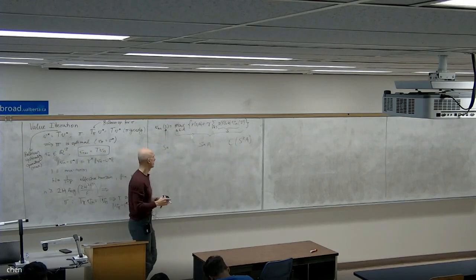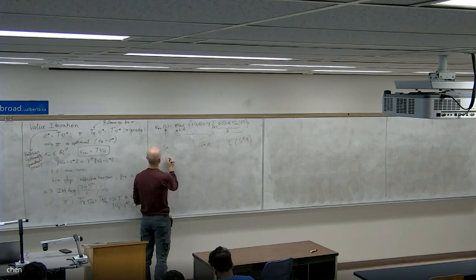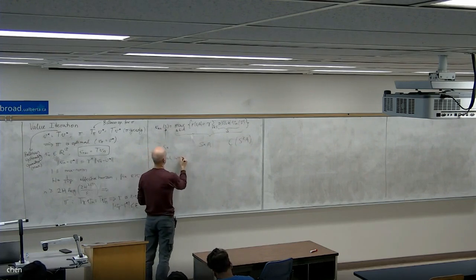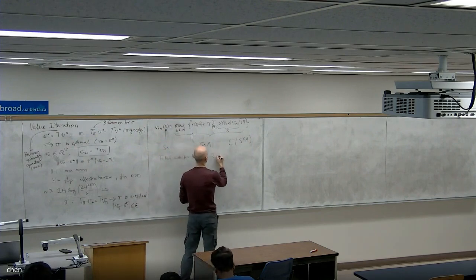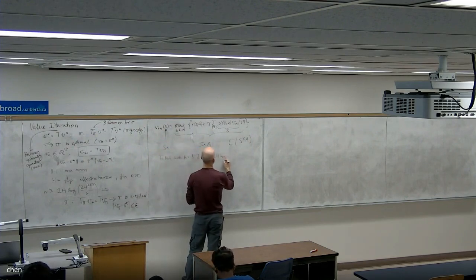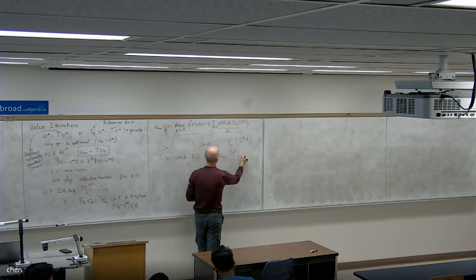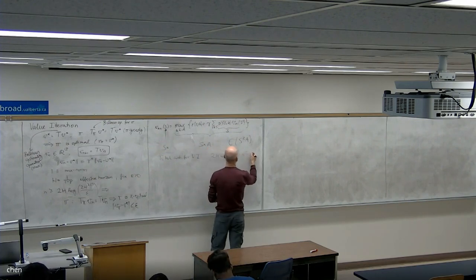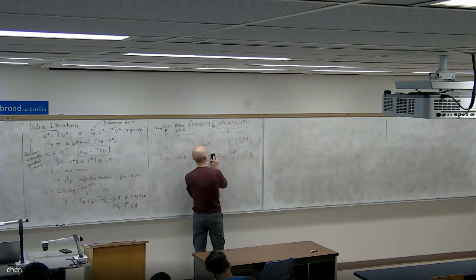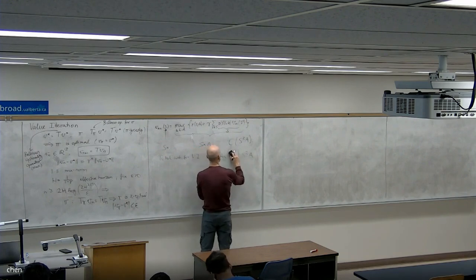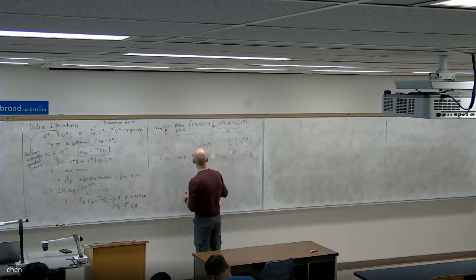So the total cost for value iteration is going to be 2h log of something like h squared over epsilon, times S squared A. In the order of this. Okay. So I can get rid of the 2 because those can be absorbed in the O notation.